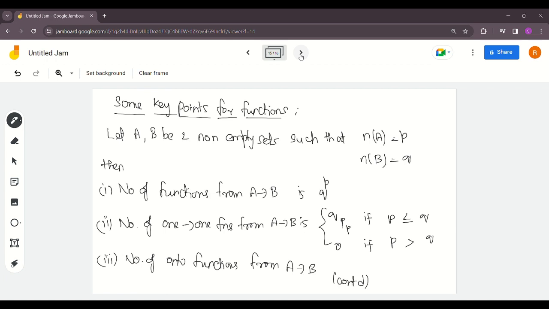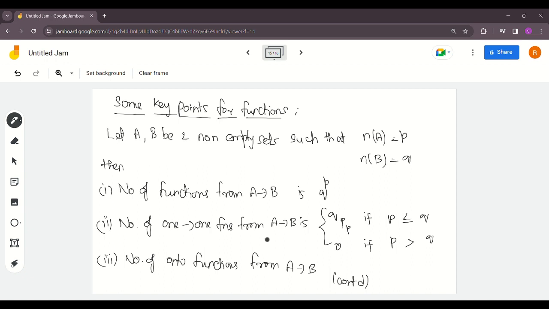Some key points for functions I have given. Let A and B be two non-empty sets. Non-empty sets means there must be at least one element in each set, such that n of A equal to p and n of B equal to q. Number of functions from A to B is q power p. These are the models which can come in MCQs, so you have to remember it. Suppose A has 3 elements and B has 2 elements, and they are asking how many functions are possible from A to B, you simply have to write the count as 3 squared, which is 9.